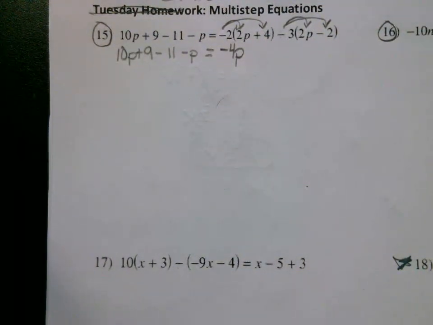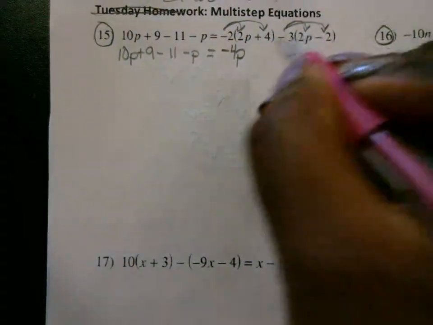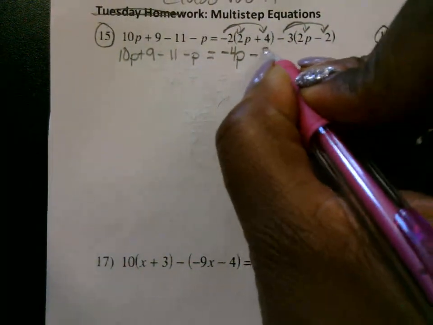What is -2 times a +4? -8. -8. Good job.